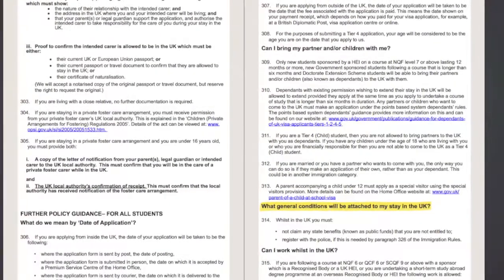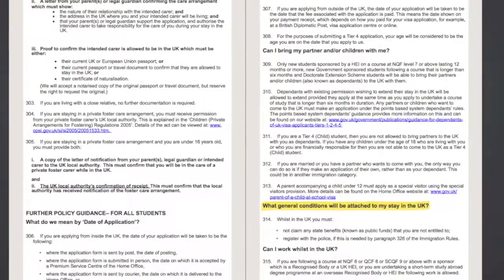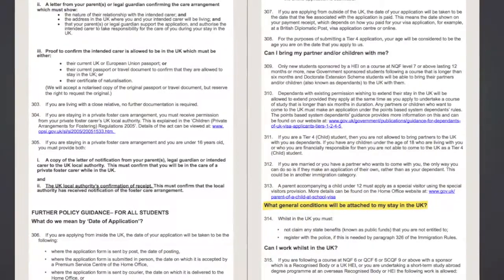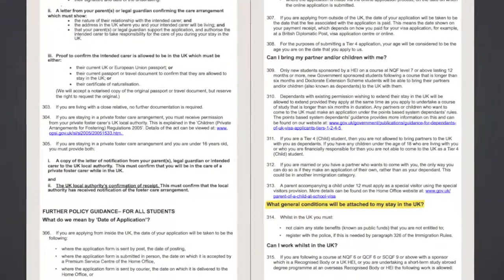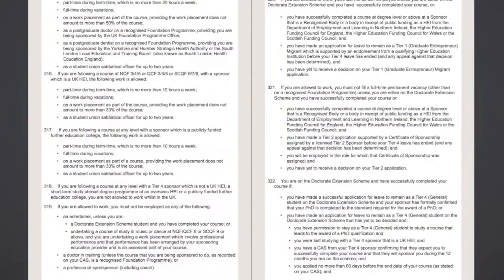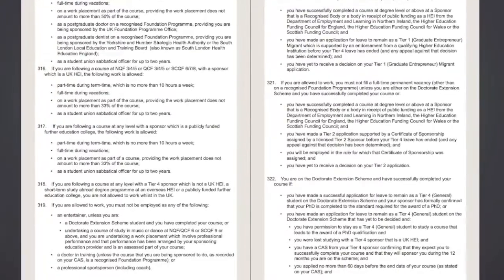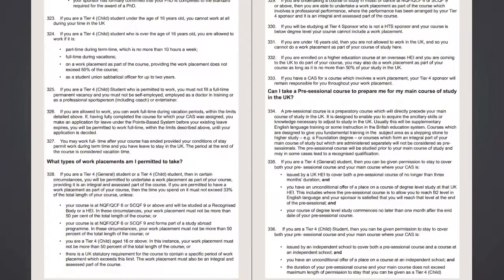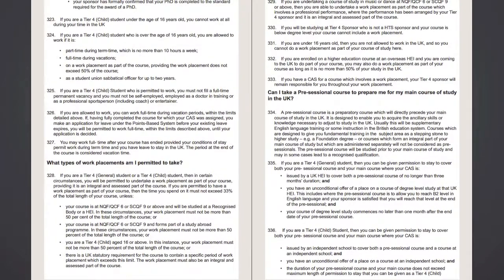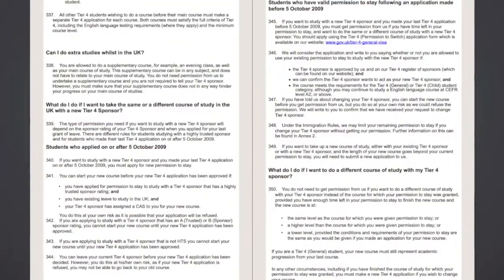You'll find a number of conditions will apply to the visa. These will include prohibitions against recourse to UK public funds or benefits, working beyond the limits specified in your visa, and study at institutions other than the sponsor's institution. There, for some students, may be requirements to register with the police as well.